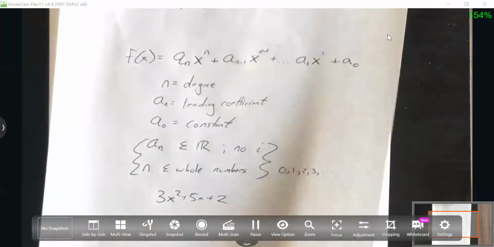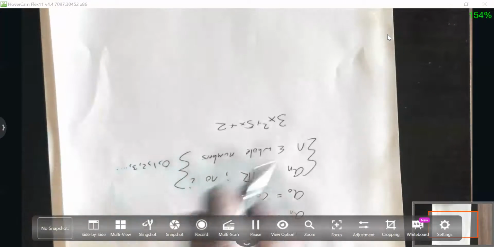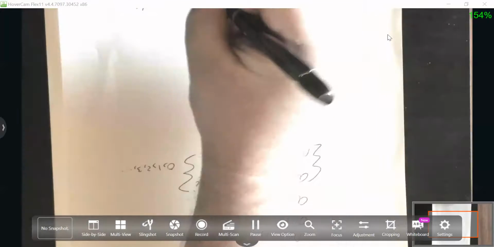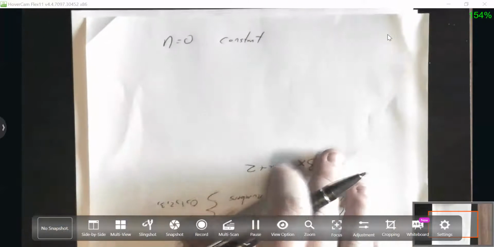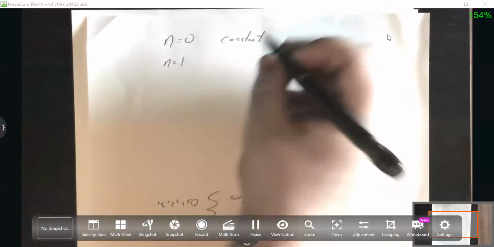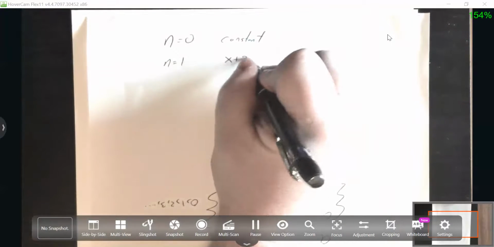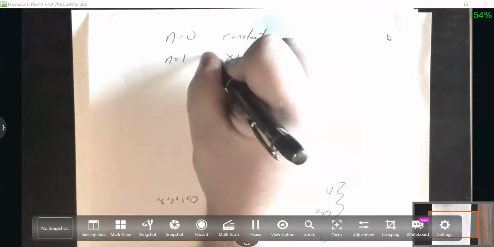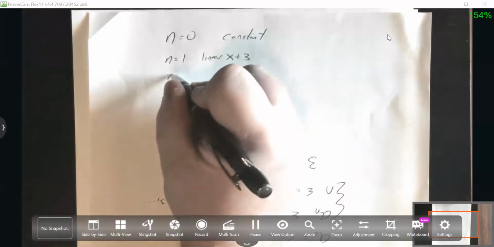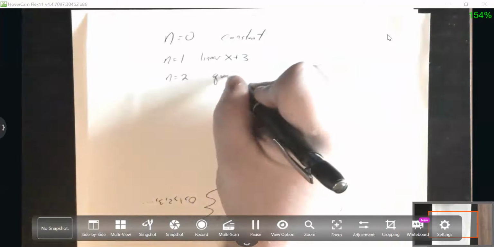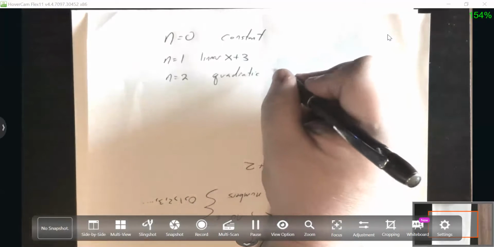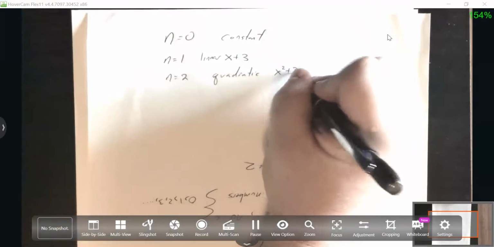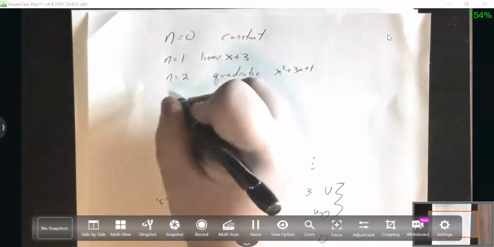When we go to talk about polynomials, we'll typically talk about types based on that n value. So if n equals 0, that's just a constant, literally 5 or 10 or something similar. N equals 1, that's going to be something like x plus 3, so that's a linear. N equals 2, that's a quadratic. So all of these should sound familiar. These are ones that we've talked about before, in Algebra 1. Like x squared plus 3x plus 1 would be a quadratic.